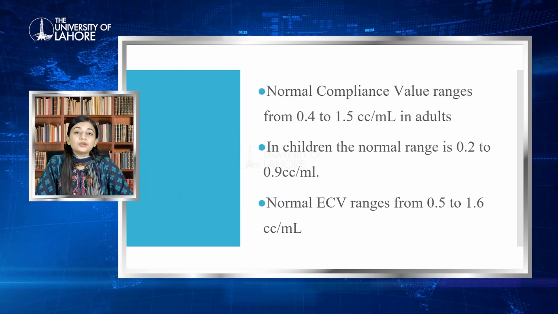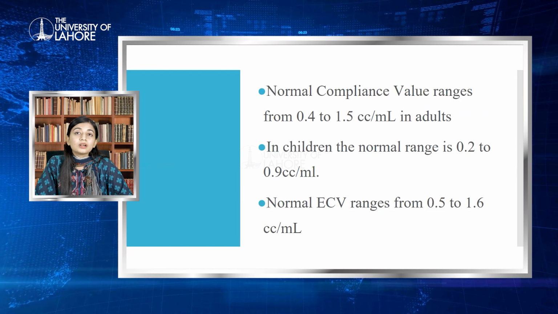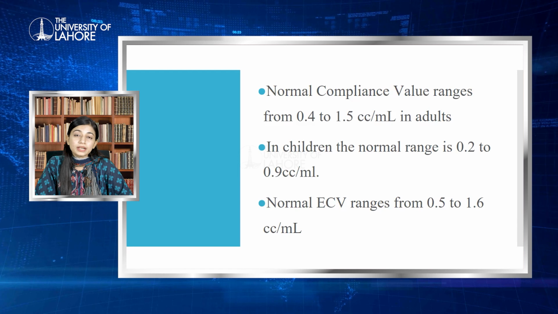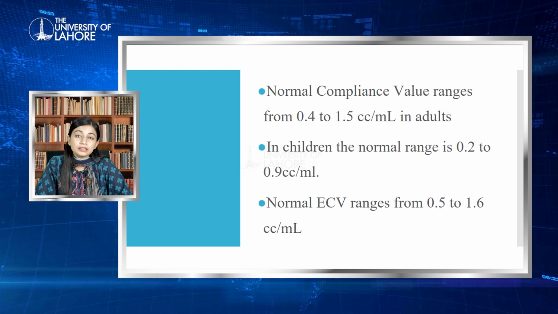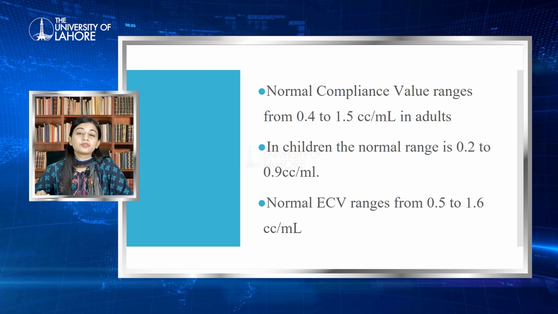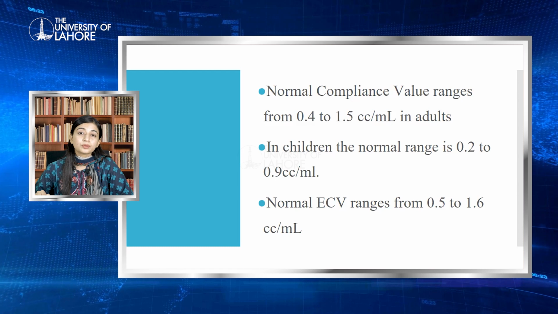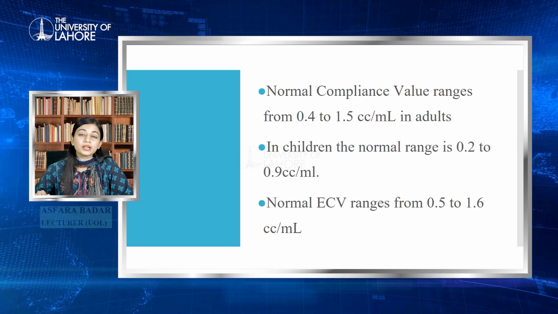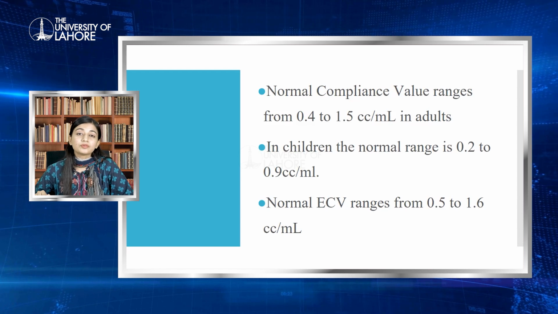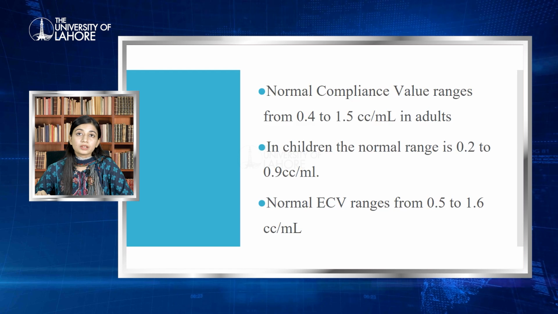Normal compliance value ranges from 0.4 to 1.5 cubic centimeter in adults, and in children 0.2 to 0.9 cubic centimeter. It varies from book to book and from article to article. Like some articles can give you information that its value is 0.3 to 1.5, and some articles will give you information that its value is 0.4 to 1.5.